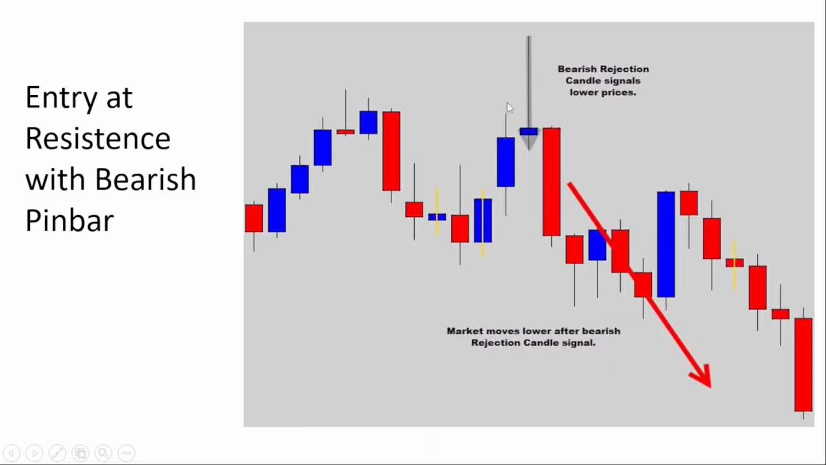Same way for the bearish pin bar candle. See here, the top of this is the resistance. After the upward movement, the price started moving upwards, crossing over the resistance level. This is the resistance level, and sellers started pushing down the price and closing the candle something like this.